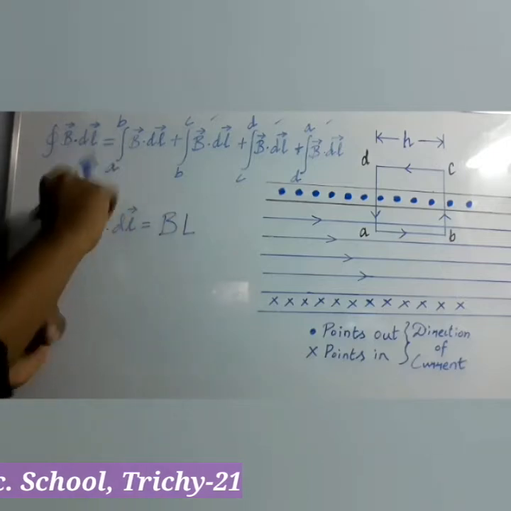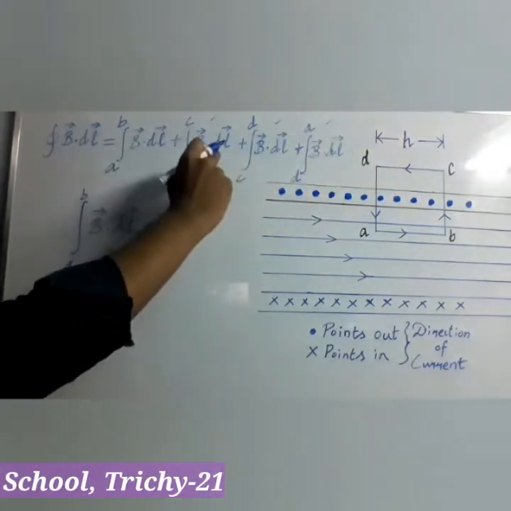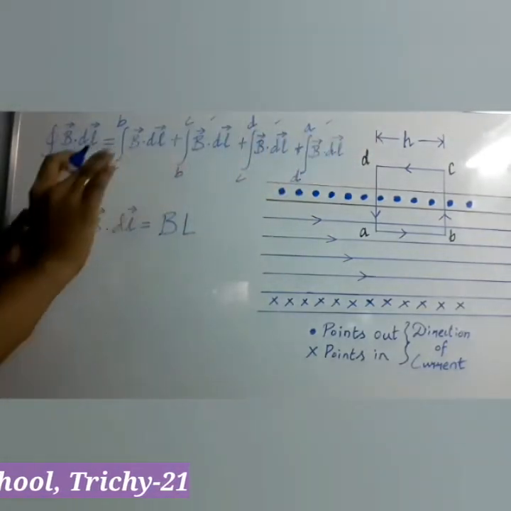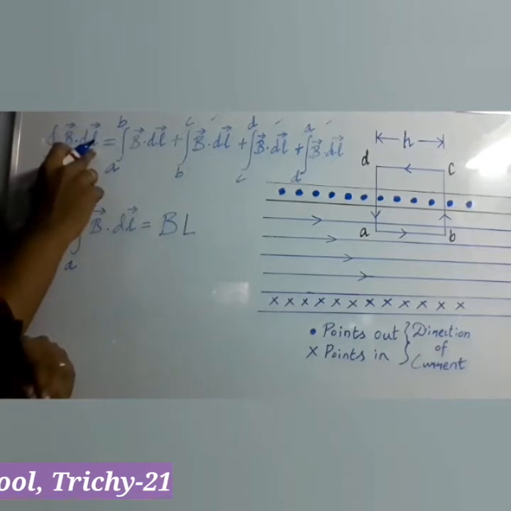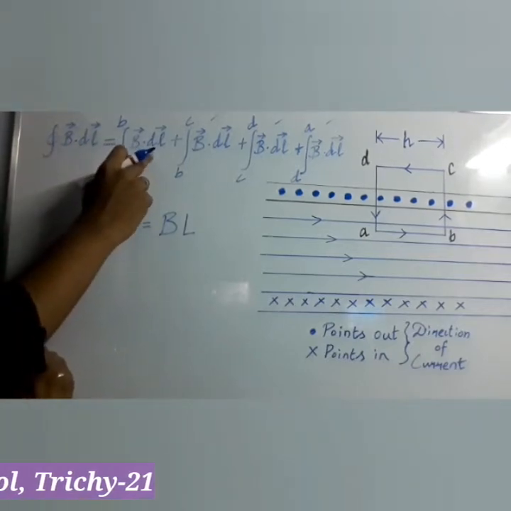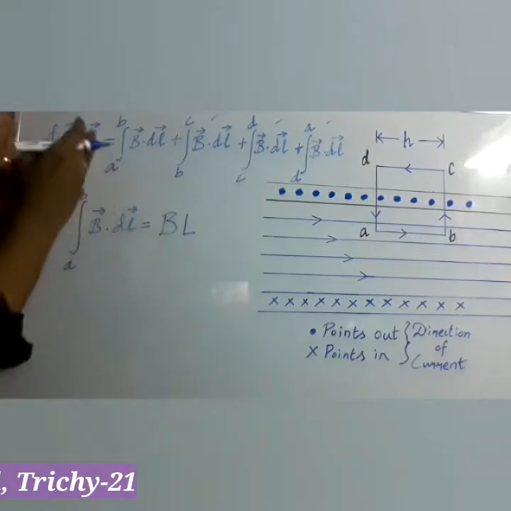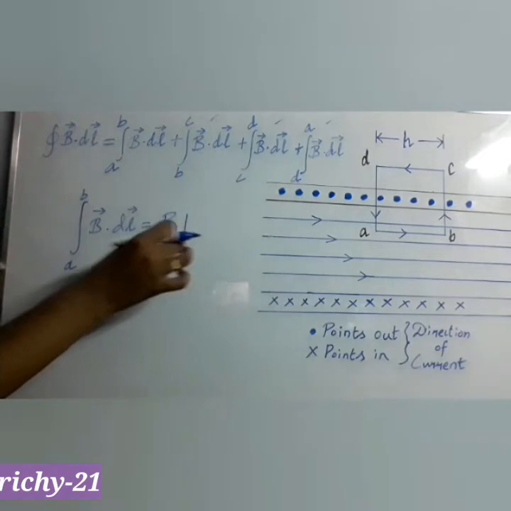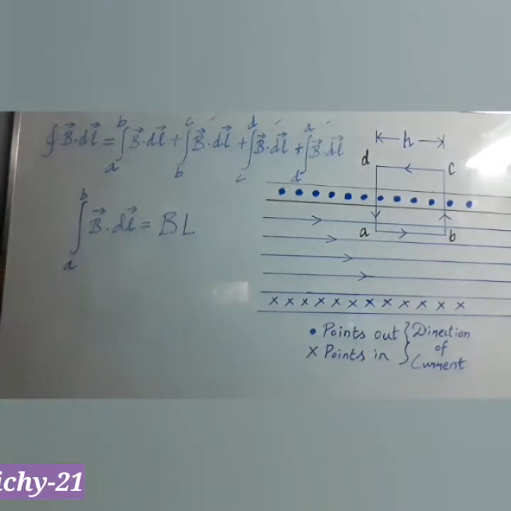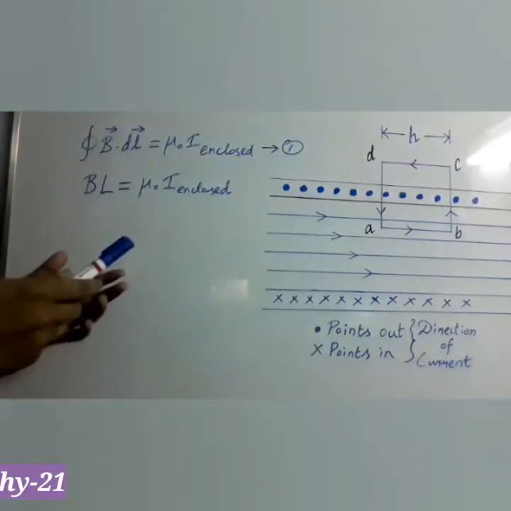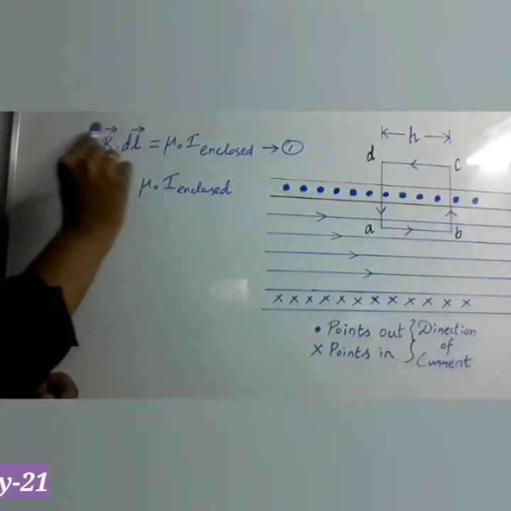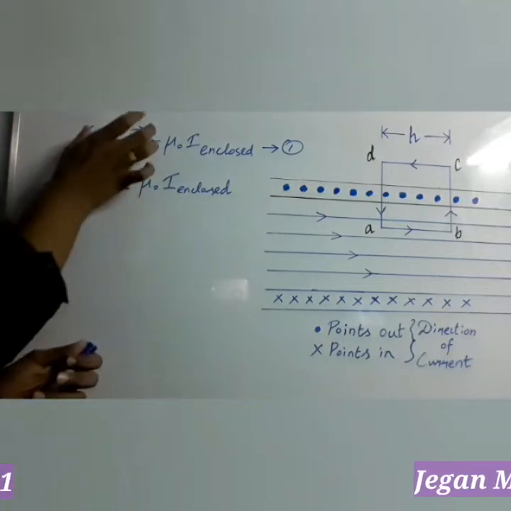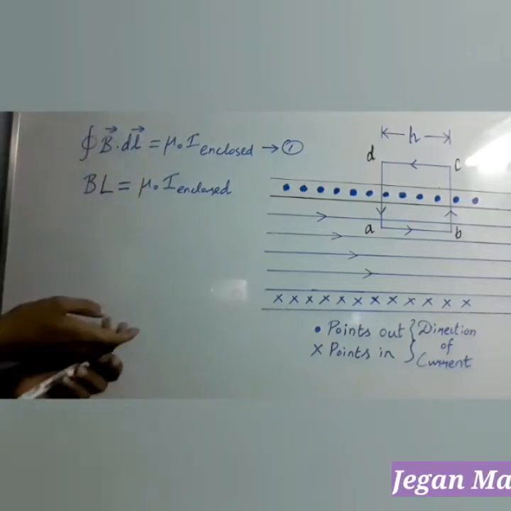So among those 4 integrals, 3 integrals are neglected because they are equal to 0. So there is only one integral value that is equal to BL. So line integral B dot dl is equal to BL. So the left hand side of the first equation is now equal to BL. I hope you have written the first equation, that is nothing but Ampere's circuital law. So on the left side, the line integral of B dot dl is ultimately equal to BL.